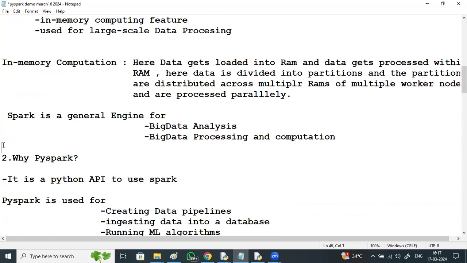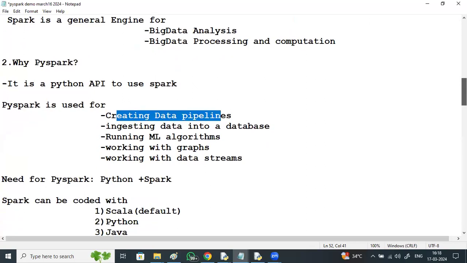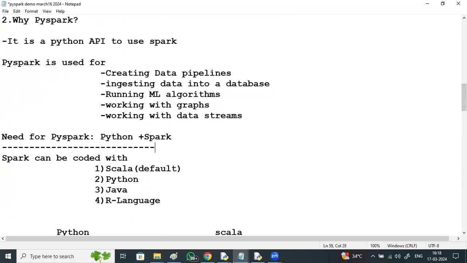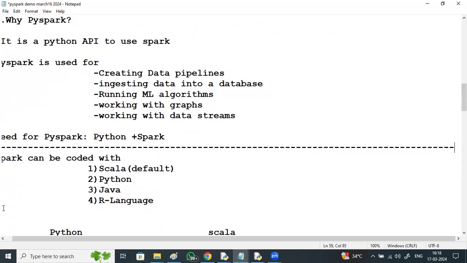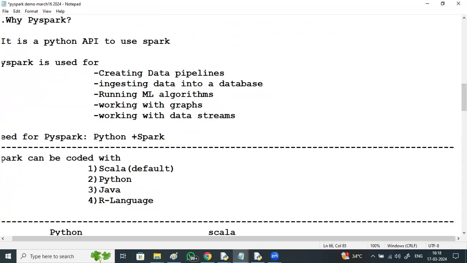And why PySpark? It is a Python API to use Spark. It's mainly used for creating data pipelines, ingesting data into databases, running ML algorithms, and working with data streams. PySpark is Python and Spark combined together, with many flexible options for the world of big data. Spark can be coded in Scala, Python or Java. It has multi-language support, and the most used ones are Python and Scala.